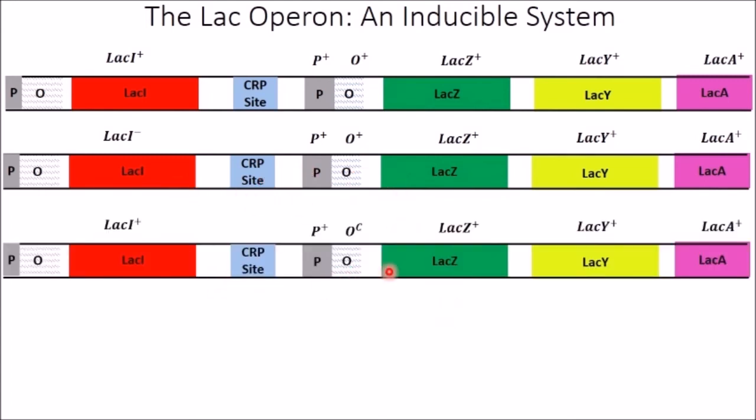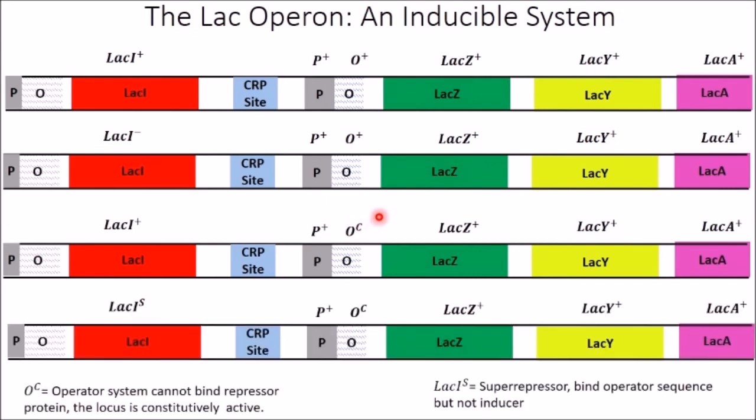How about this one? In this case, you have actually an O-C here. So what does the C mean? That means constitutive. If an operator sequence is constitutive, that means it cannot be bound by anything. So the lac-I protein cannot bind here. Although you have a lac-I protein, it can't bind to the operator sequence. So you're going to get high levels of expression of lacZ, lacY, lacA, assuming that you have low levels of glucose in the environment. That's what constitutive means. O-C means constitutive expression.